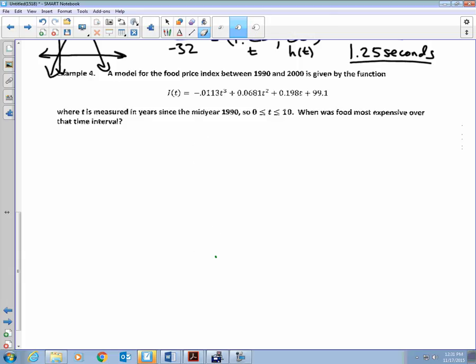So it says that this is the model for the price index. So this is I of t is equal to that thing. Between 1990 and 2000, is given by that function, where t is measured in years since the mid-year of 1900, so 0 is less than t, which is less than 10. Anybody know what that means, this part right here?